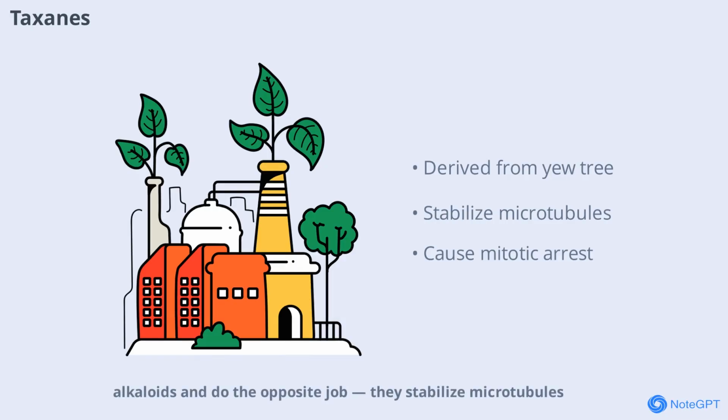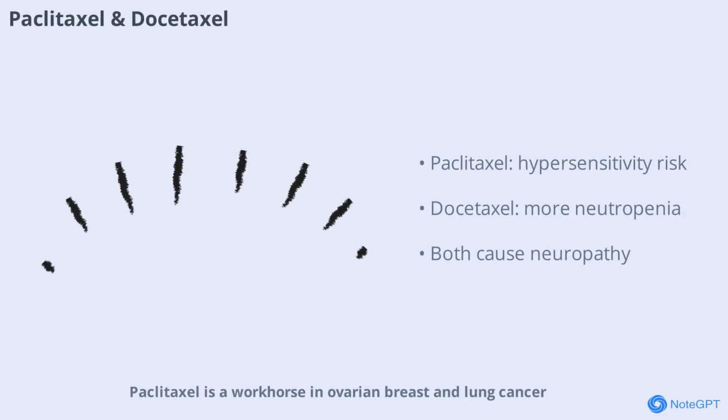They stabilize microtubules, making them too rigid to disassemble. A spindle that can't disassemble is just as broken as one that can't assemble, so the outcome is the same: mitotic arrest and apoptosis. Taxanes are now standard in many solid tumor regimens. Paclitaxel is a workhorse in ovarian, breast, and lung cancer.